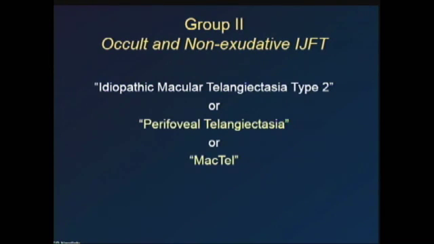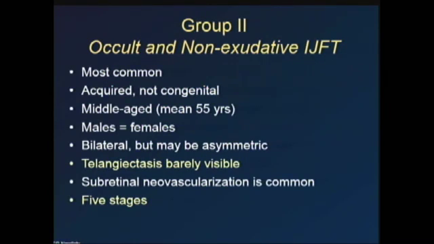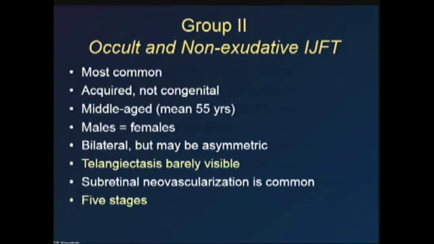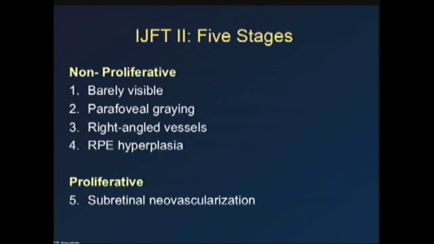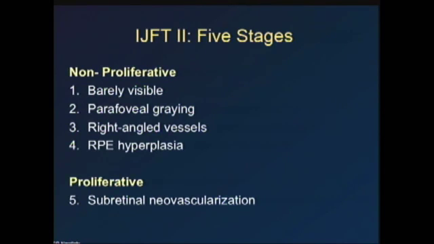The second group is a much more common type of telangiectasia, which is a bilateral telangiectasis, in which the telangiectasia is not necessarily very visible clinically. So you have to know about the disease in order to diagnose it. Now we call it either perifoveal telangiectasia, or nowadays MACTEL, which is much easier. Now this is the most common. It is not congenital. It usually happens in people who are a little bit middle-aged, males as much as females, and it's bilateral, and this telangiectasis happens in 5 stages, okay?